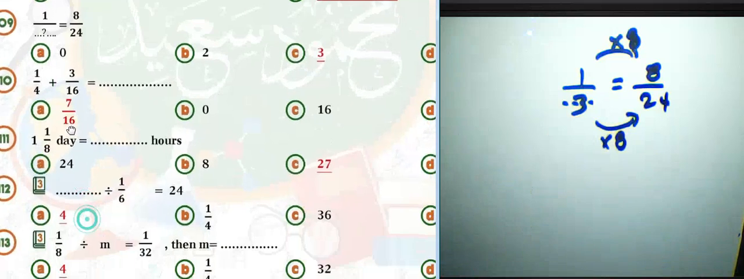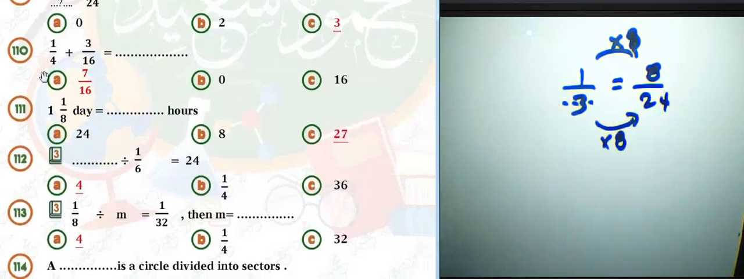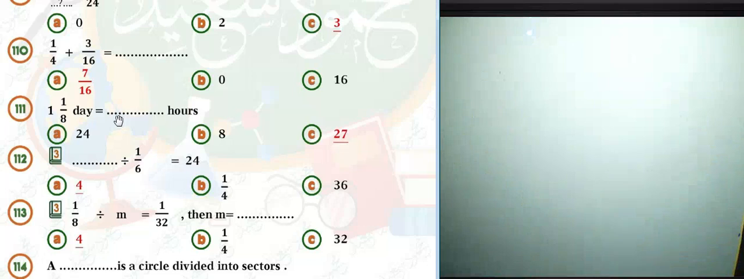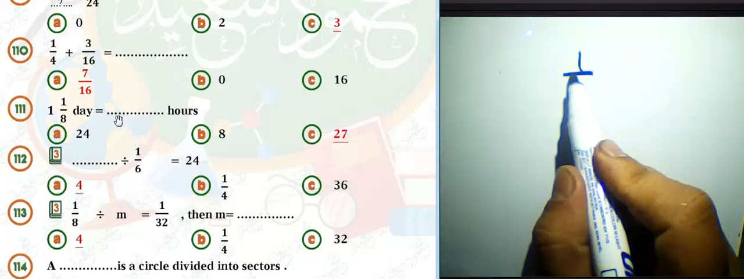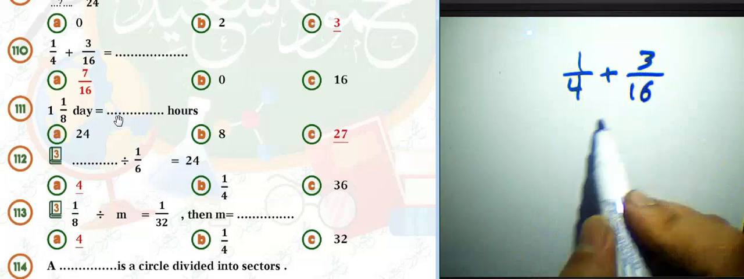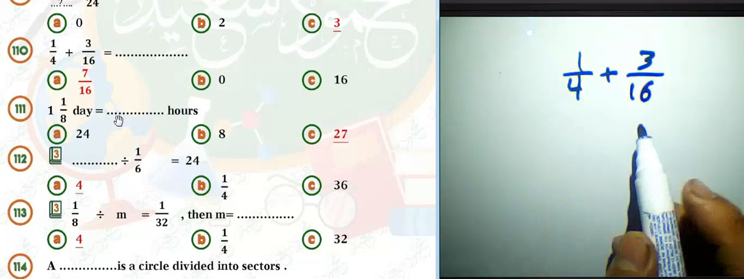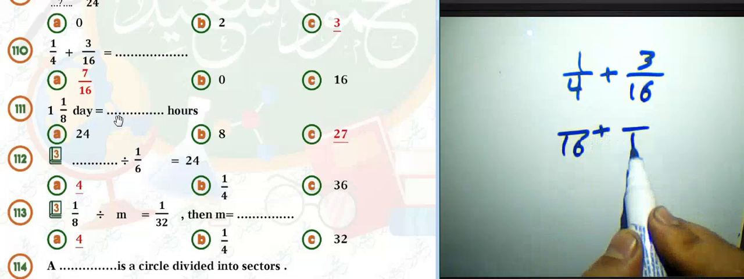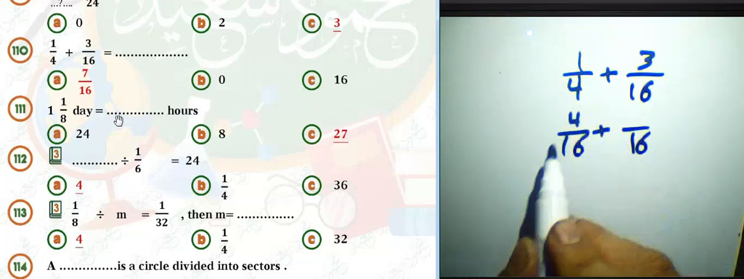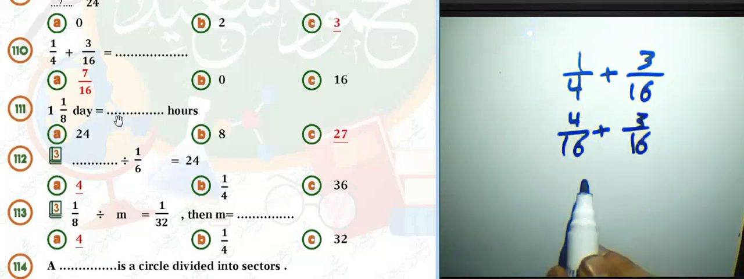Question 110. 1 over 4 plus 3 over 16. We can write the least common multiple between the two denominators. 16 can be divided by 4. Write 16 here. 16 divided by 4 equals 4. 4 times 1 equals 4. And write 3 here. 3 plus 4 equals 7. The result will be 7 over 16.